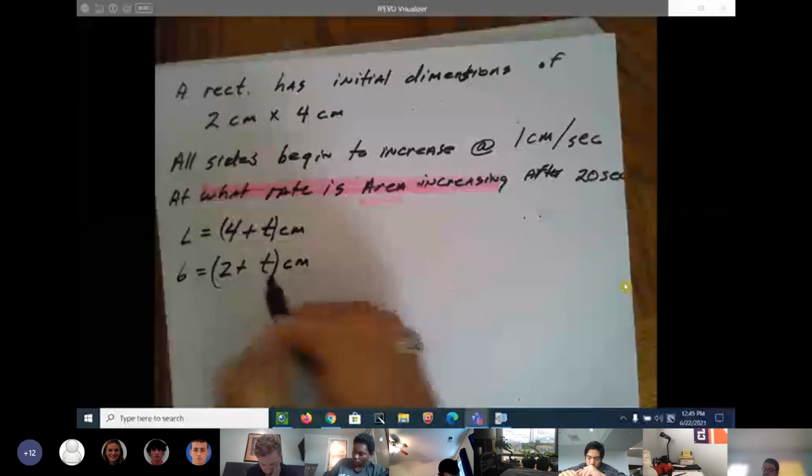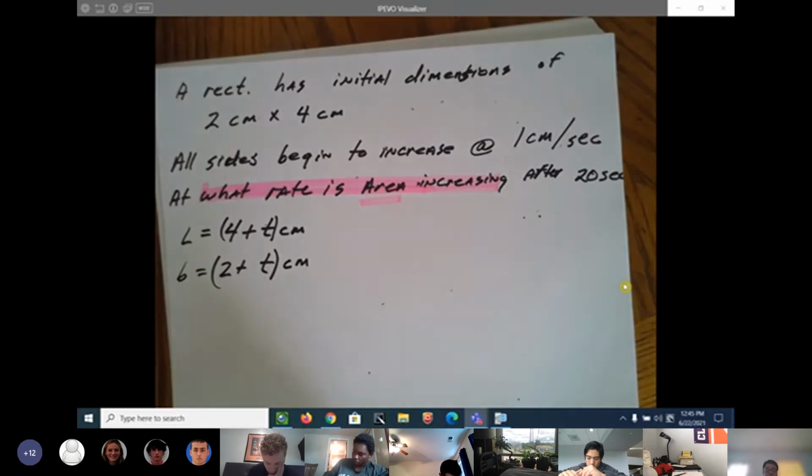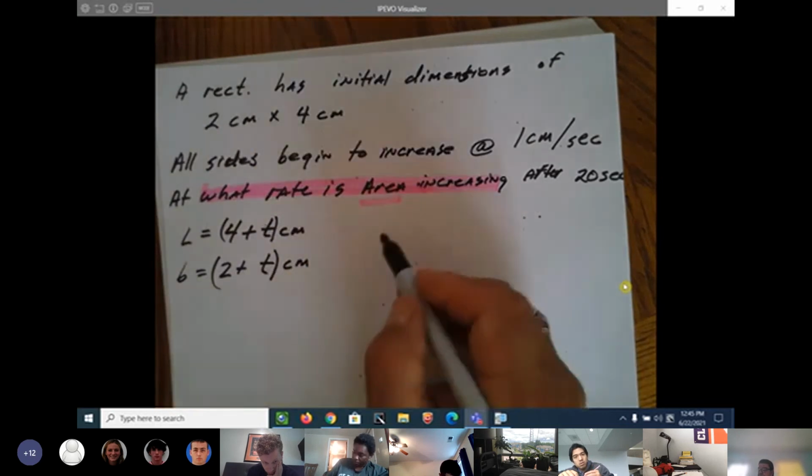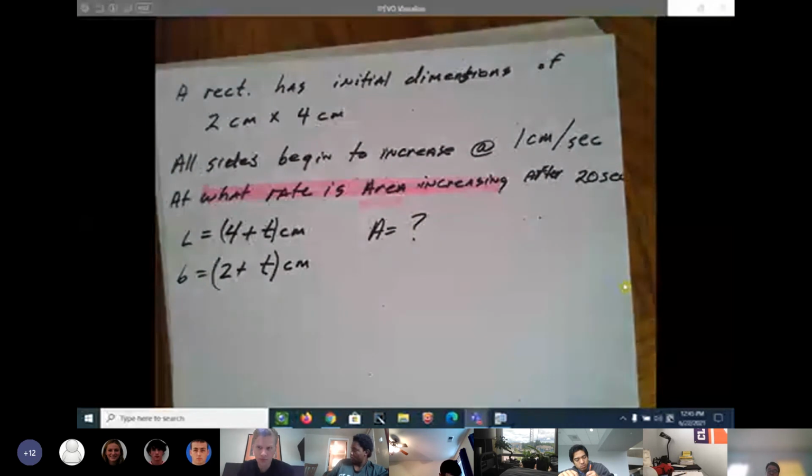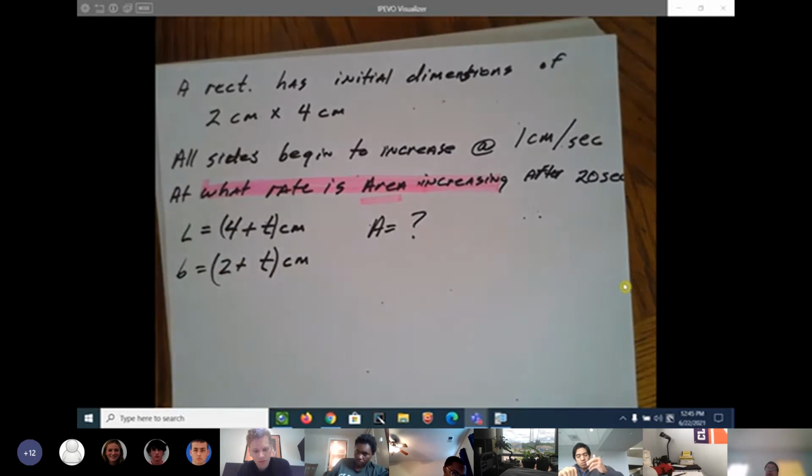Put it in parentheses. So tell me the area of this rectangle. You got two binomials right there, so you got to do what? Length times width?